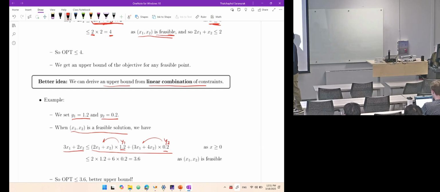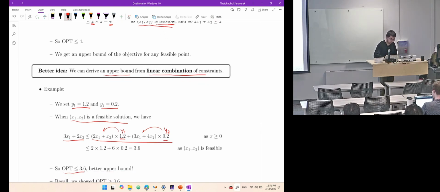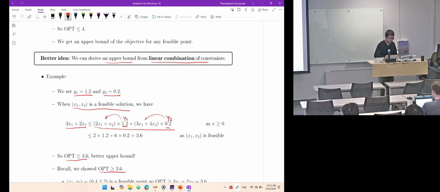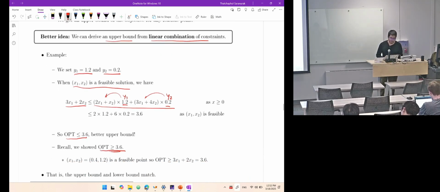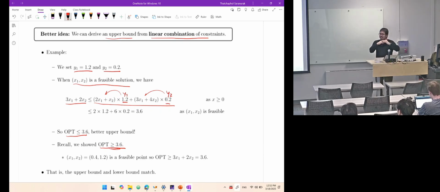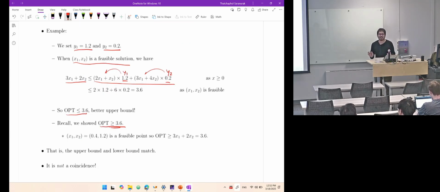Once you find such y, then you can derive an upper bound, because this thing needs to be at most 2 if it's feasible, and this thing at most 6 if it's feasible. Now you get a better upper bound for opt. But by the way, recall that before we found opt is at least 3.62. We found some feasible point for x such that opt is at least this. So basically the upper and lower bound match. And this is not a coincidence.